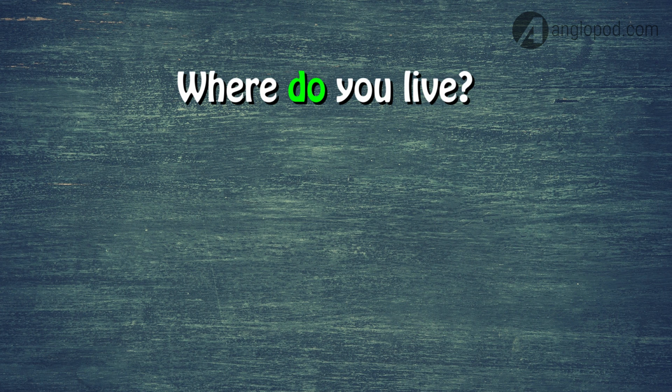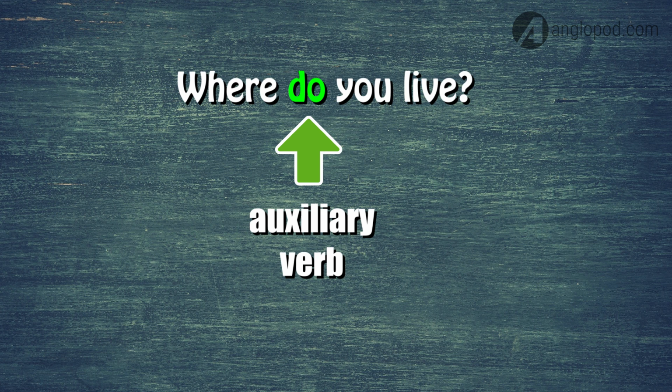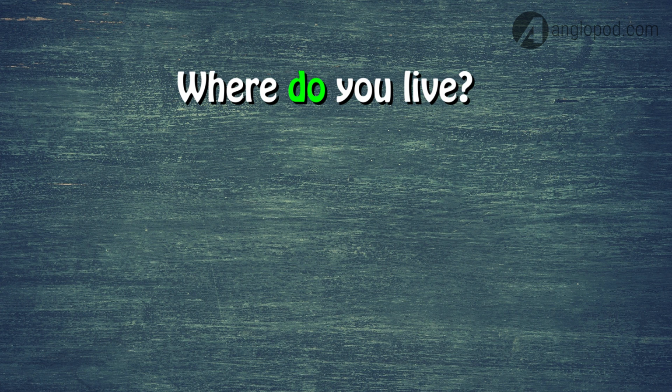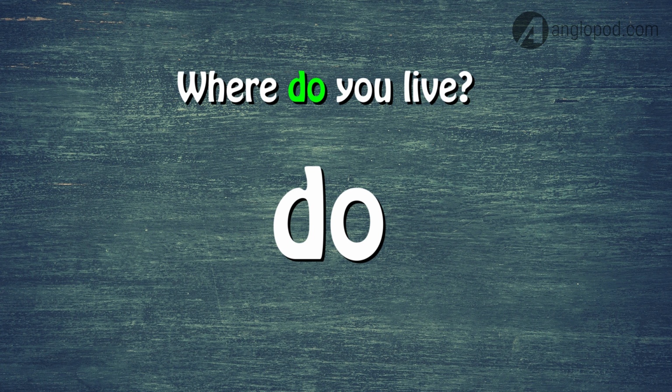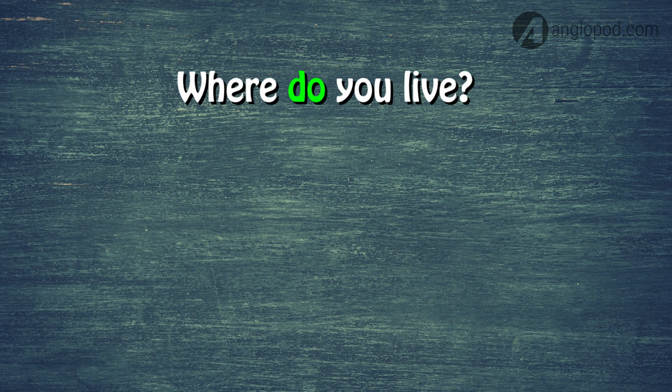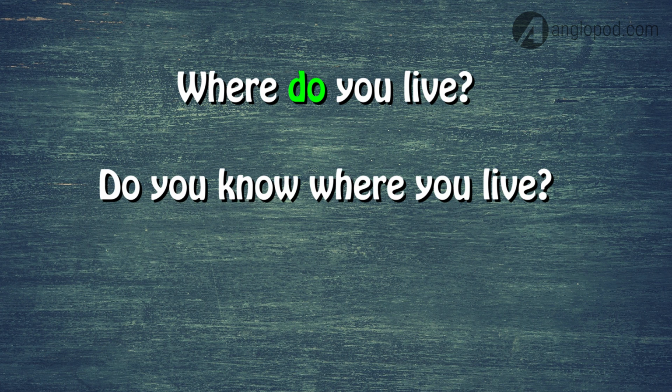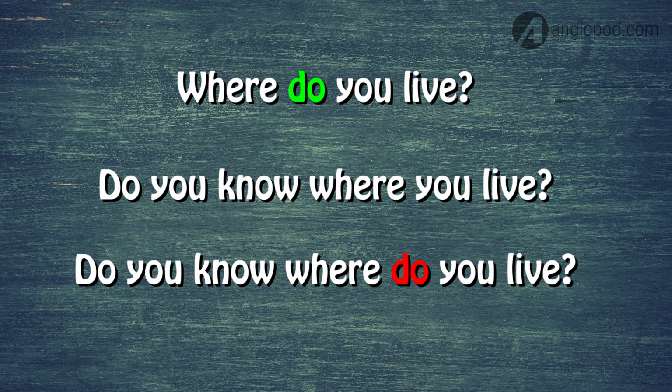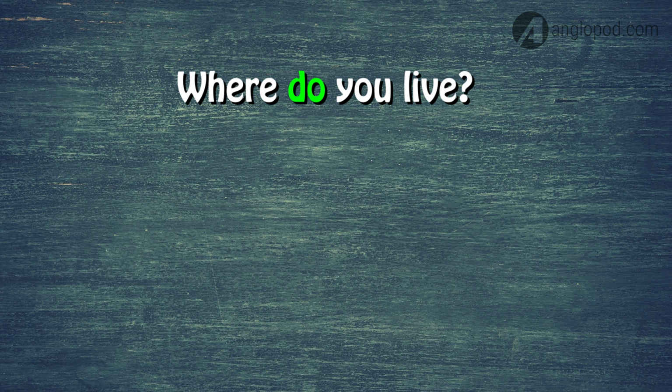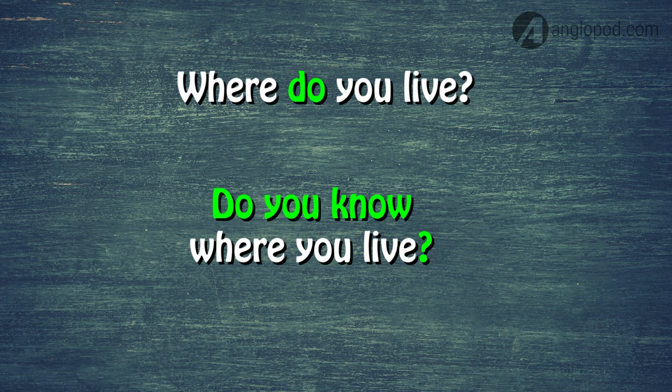The second example uses the auxiliary verb do because there is no other auxiliary verbs such as be or have or can or will. However, as an indirect question, we drop do. So, do you know where you live? Not, do you know where do you live? Do you know is now the question. Where you live is a statement.